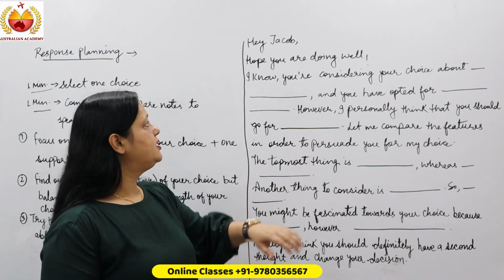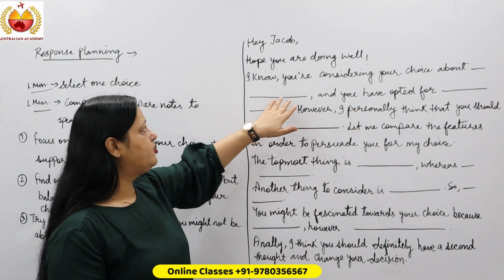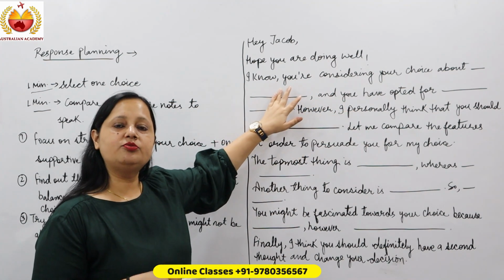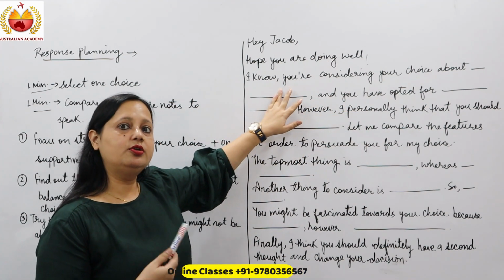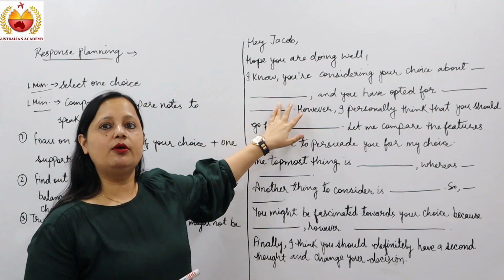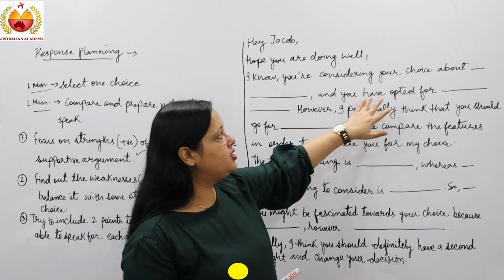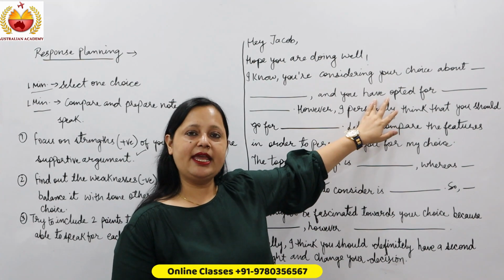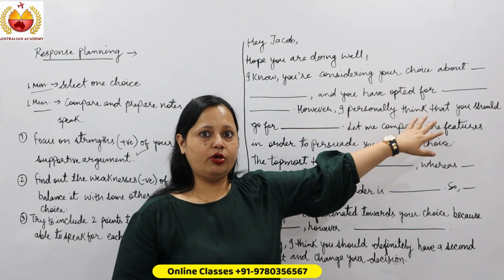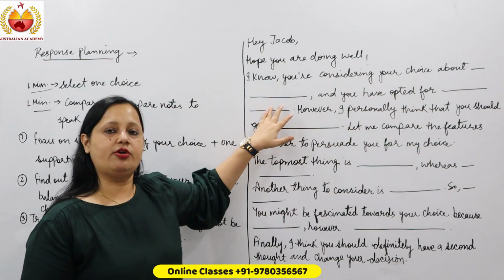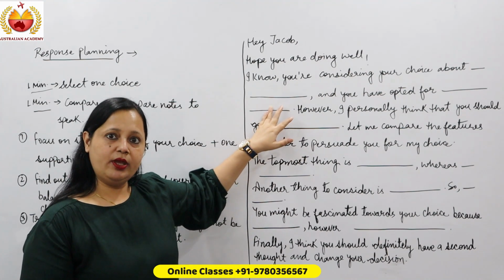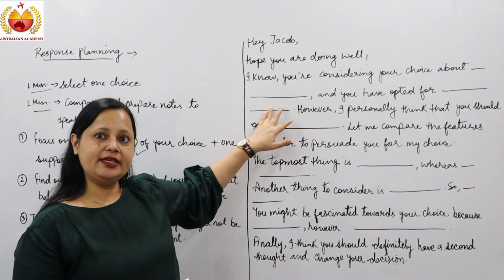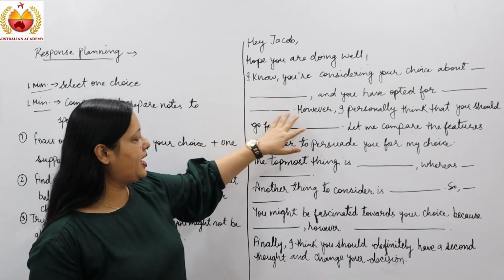I know you are considering your choice about, so considering your choice about, here the subject of the topic. So I know you are considering your choice about outdoor activities and you have opted for roller skating. So this is the choice of your brother, and take the name of his choice. As per this topic, the choice is roller skating. So you have opted for roller skating.